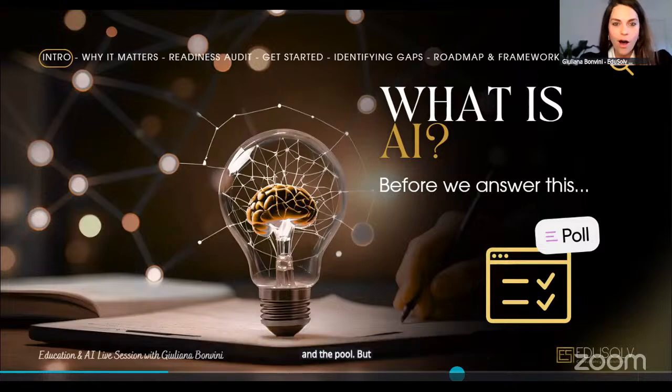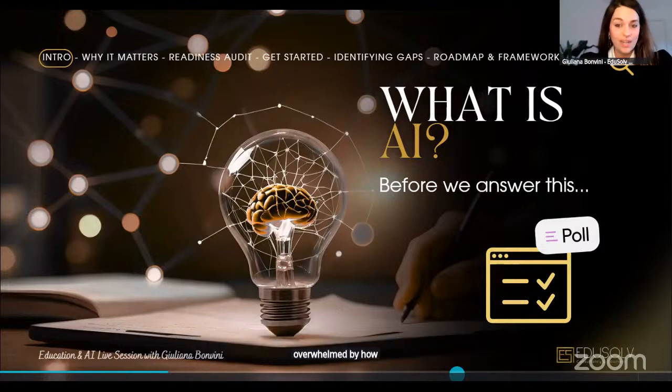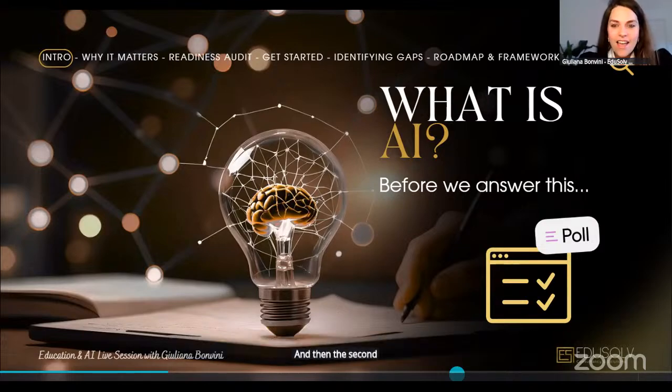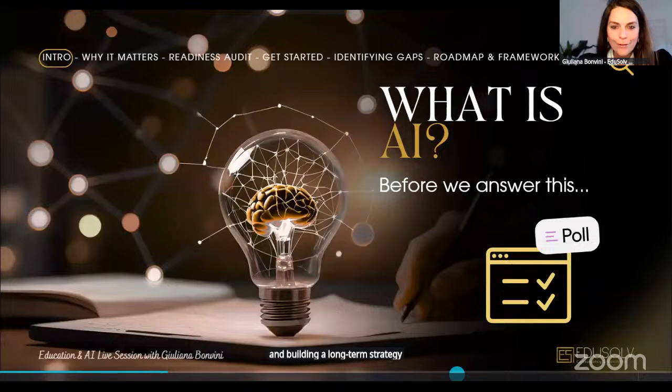But most of you are excited about what is possible, which is good. Some of you are skeptical but curious to learn more. Overwhelmed by how fast things are moving. I hear you. Worried about being left behind. I'm still figuring it out. I love that. And then the second one, what is your main priority for today's session: finding specific tools for me and my team, learning what is actually possible with AI, and building a long-term strategy. And I'm open to learn whatever comes my way.